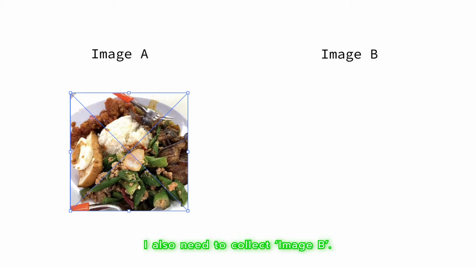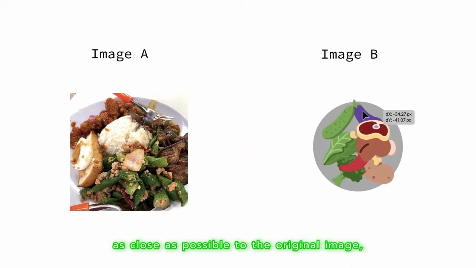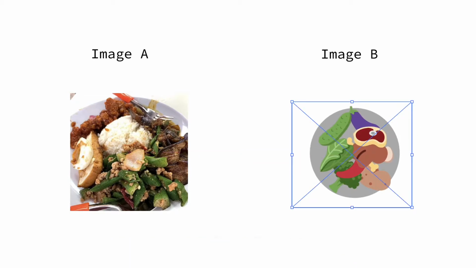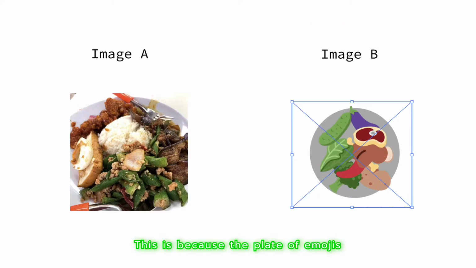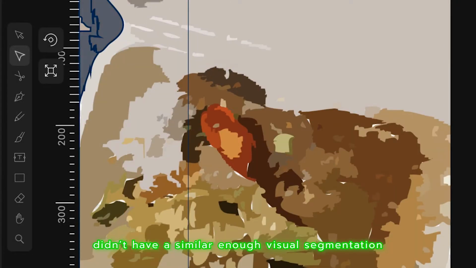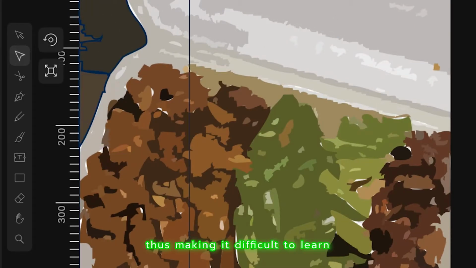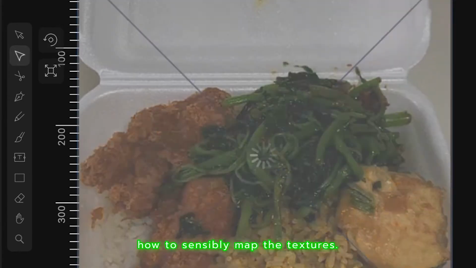As image-to-image translation works by training on sets of aligned pairs, apart from gathering images of real Caifan, which I will call image A, I also need to collect image B. Image B refers to the input image that will be trained to look as close as possible to the original image, image A. I was like, I'm lazy, can I just straight up use the plate of food emojis as image B? But the results from the test didn't seem too positive and didn't reflect textures as accurately. This is because the plate of emojis didn't have similar enough visual segmentation as the original image, thus making it difficult to learn how to sensibly map the textures.